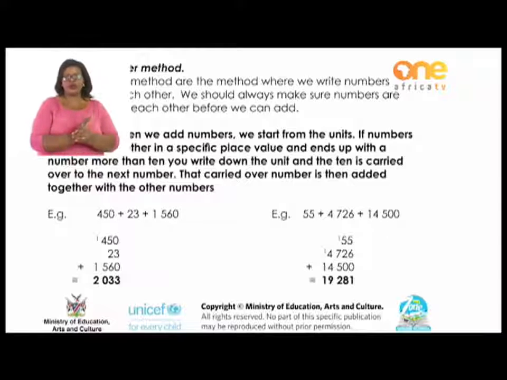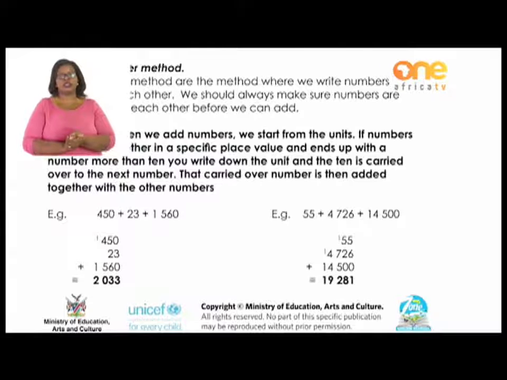Now we add the hundreds. 7 plus 5 equals 12. We write down the 2 and we carry the 1 over. Now we add our thousands. 4 plus 4 equals 8, plus the 1 that was carried over, and that is equal to 9. And then we add our 10,000s. There's nothing carried over, and we only have 1 10,000, and 1 plus nothing equals 1, and our answer is equal to 19,281. So that is pen and paper mode.